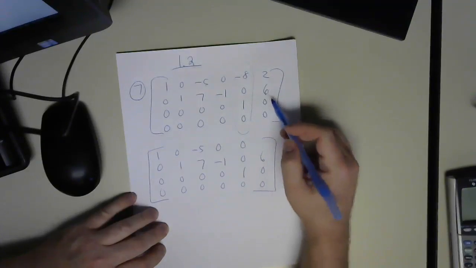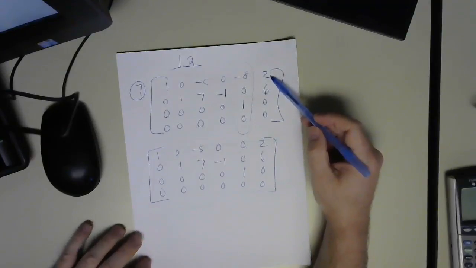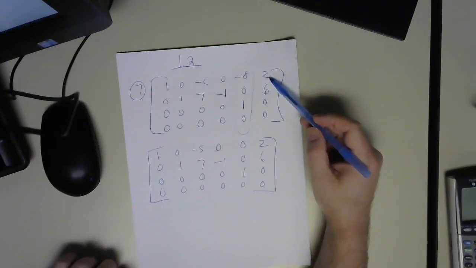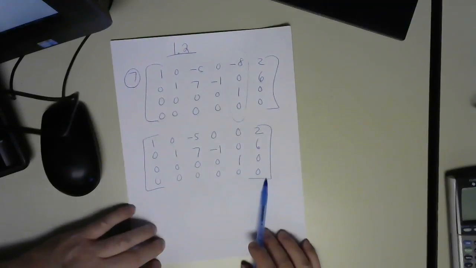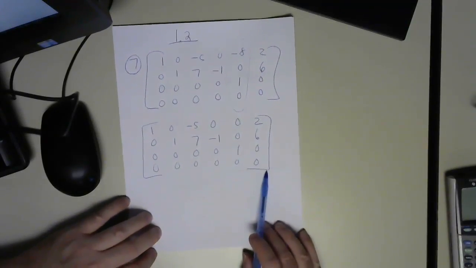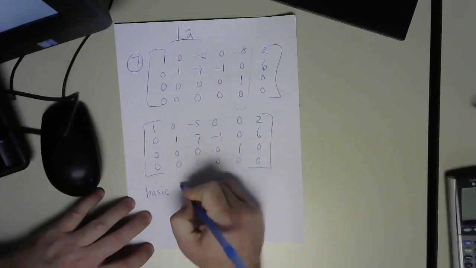But let's be careful. It won't change the 2 either, it looks like, because 8 times 0 plus 2 is still going to be 2. All right. Now this thing is in reduced echelon form. So the big question is, what are the basic variables and what are the free variables? So let's try to write that down.